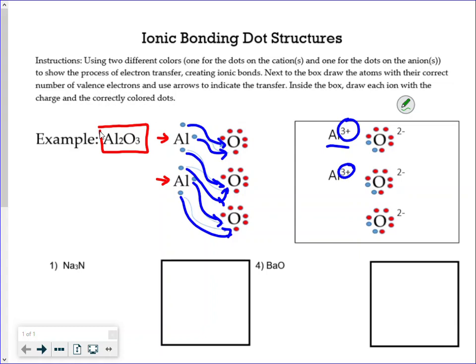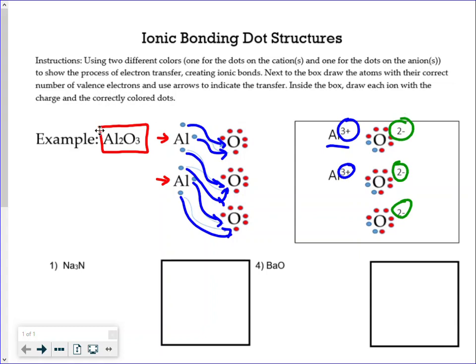Here, the oxygens, each oxygen is gaining 2 electrons. And we put them in blue because those are the ones that came from the aluminum. But then you must assign the -2 charge there because each one gained 2 electrons. So each oxygen ends up gaining that charge on there, so don't forget to write that down.